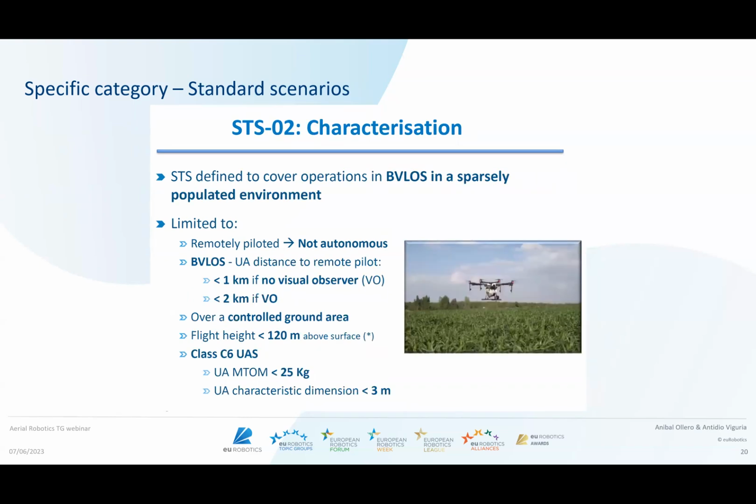For the STS-02, this is BVLOS, but BVLOS very limited, in rural areas. Again, not autonomous. The maximum BVLOS distance is 1 kilometer if you don't have a visual observer, and if you have a visual observer, it could be up to 2 kilometers. You need a controlled ground area again, so you control the area and ensure that nobody around can go inside the operational area. This is important. You have to fly below 120 meters, and you need a class C6 UAV.